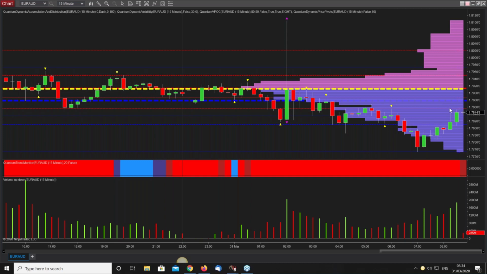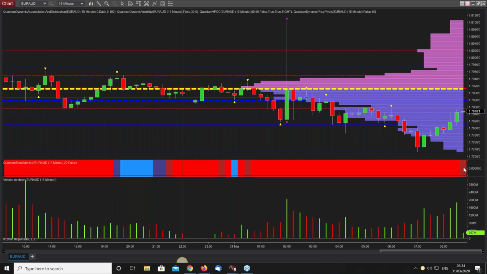We've got some minor resistance here. And then if we get up as far as this level, then you're going to expect congestion for several reasons. Firstly, because you're reaching the volume point of control itself. That's where you'll almost certainly get congestion. Plus, you've got further resistance here. Plus, you've got this ton of volume at the volume point of control itself. So there are lots of reasons as to why we will expect to see congestion at that level.